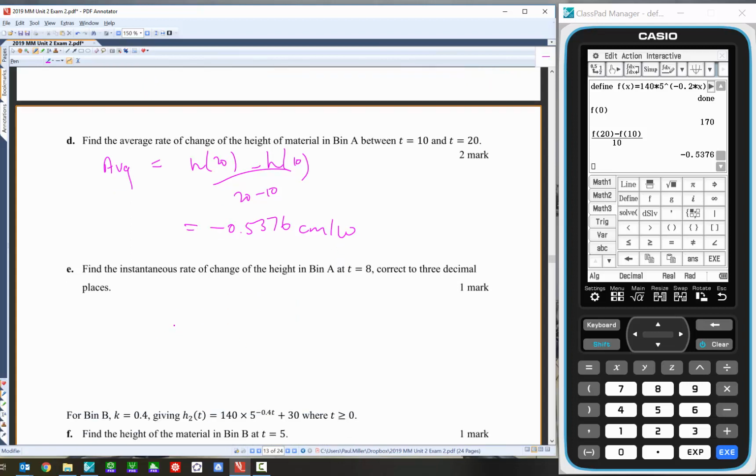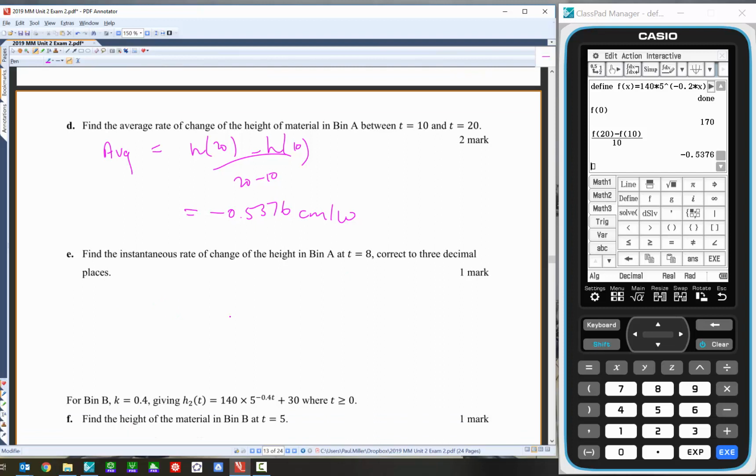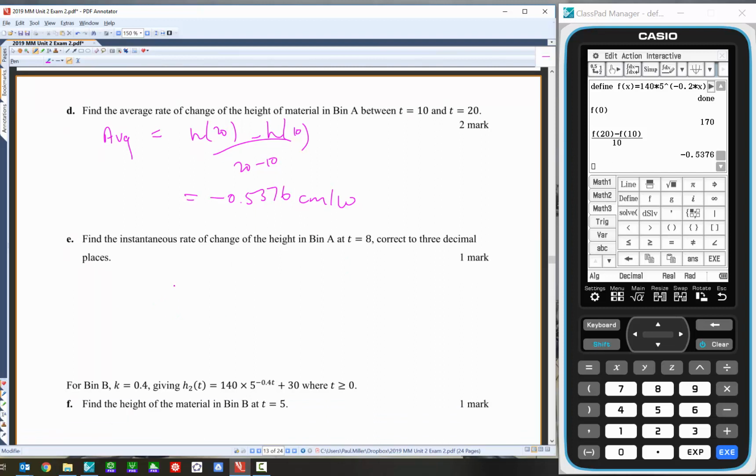Instantaneous rate of change of the height. So we're going to derive an exponential function. Now, year 11 level, you wouldn't have a clue how to do that, but this is calculator, right? So what we're going to do is say h-8 equals. So let's diff it. I'm going to diff f of x, which is that, with x equals 8. There it is there. It is to 3 decimal places, negative 3.431 centimeters per week.